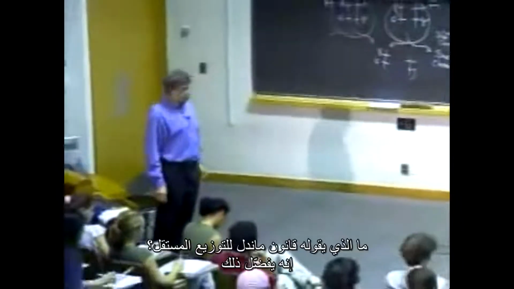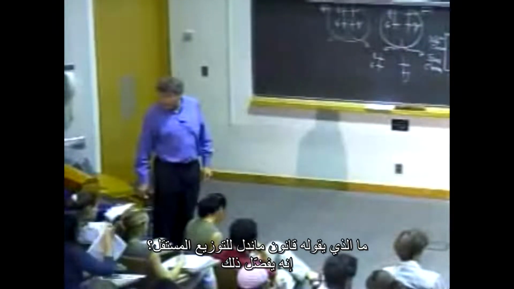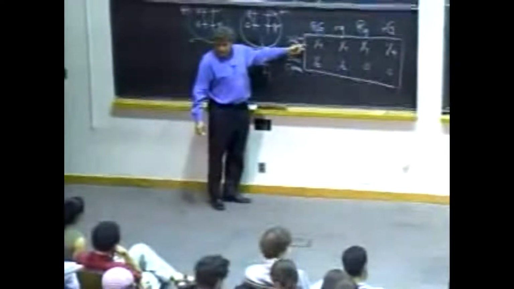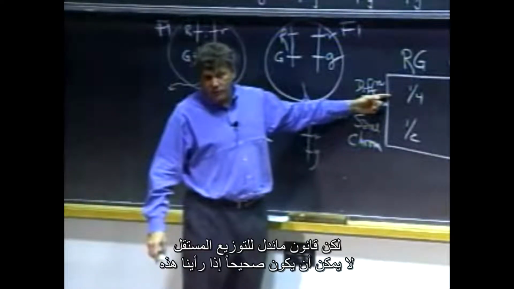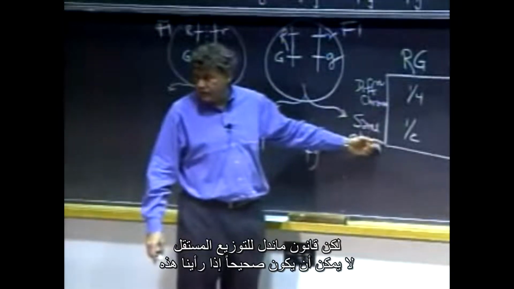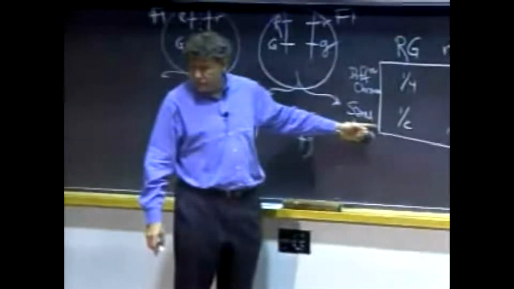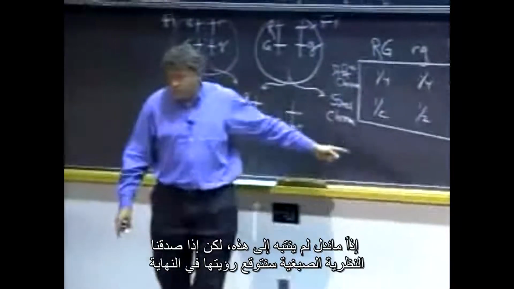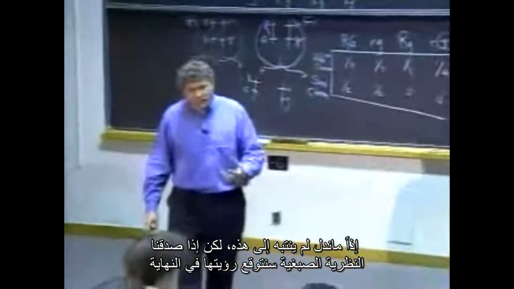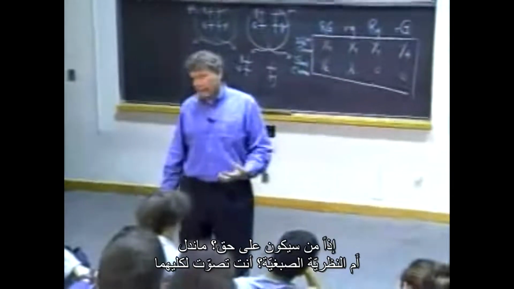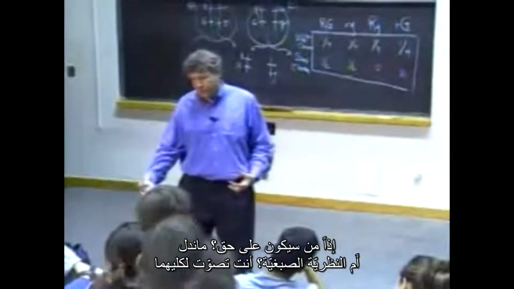What does Mendel's law of independent assortment say? It favors this. But Mendel's law of independent assortment can't possibly be right if we see this. So Mendel didn't observe this. But if we really believe this chromosomal theory, we'd expect to see it eventually. So who's going to be right, Mendel or chromosomal theory?